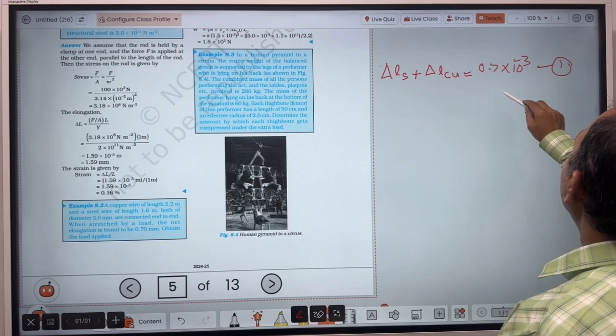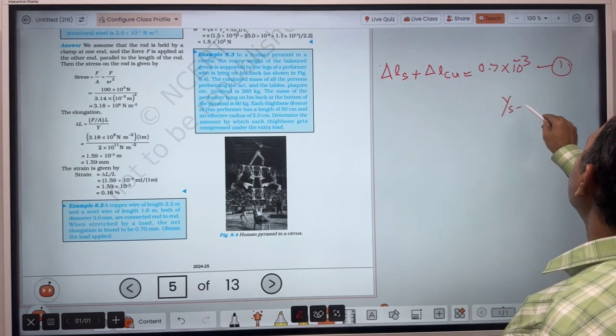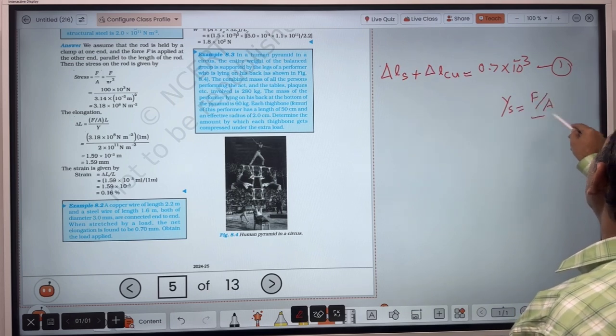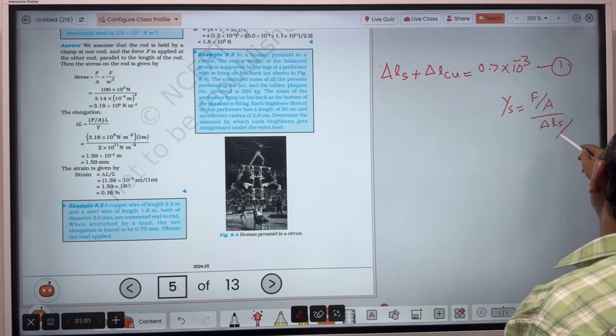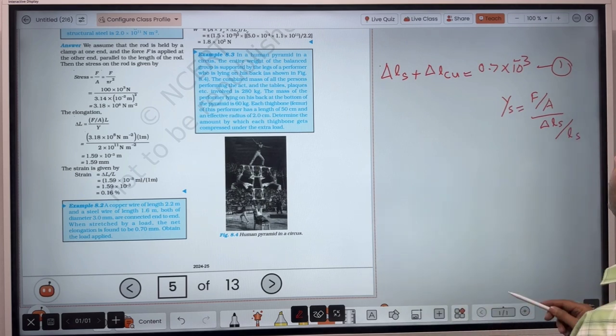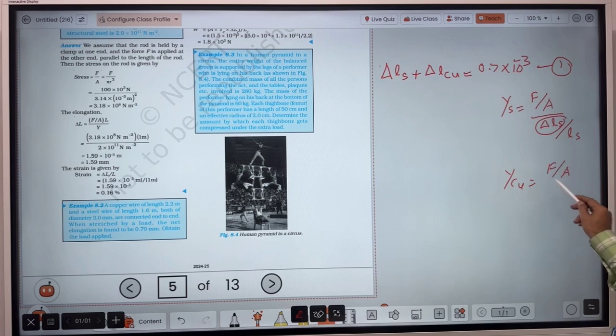And what is our purpose? We have to find out F. So the formula is, you can use either for steel, Ys equal to F upon A divided by delta L steel divided by L steel. So here, first what will we do? First we will try to find out delta L steel. Similarly for copper also the same thing can be done. F upon A will be the same, only delta L copper divided by length copper, these two are different.